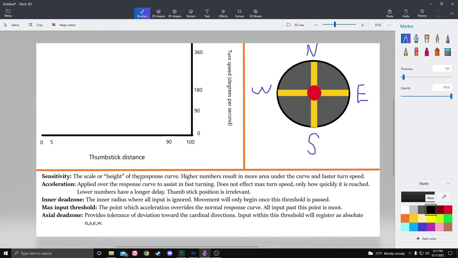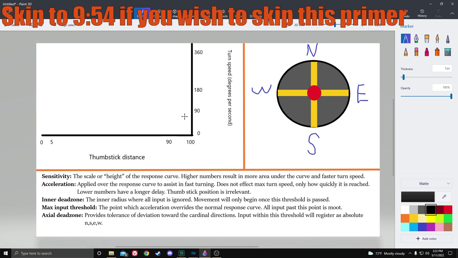I designed here a graphic to represent all of the settings in Halo Infinite. Here on the right, we have a cross-section of a joystick, and on the left, we have a line graph that I'm going to be using to sketch some curves to represent Halo Infinite sensitivity. Down here, you can read at your discretion a brief description of every setting in Halo Infinite. If you already know what the settings in Halo Infinite do, and you're familiar with the concept of response curves and acceleration, feel free to skip to the timestamp posted on the video right now.